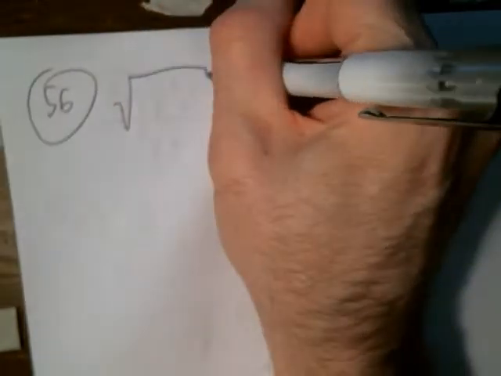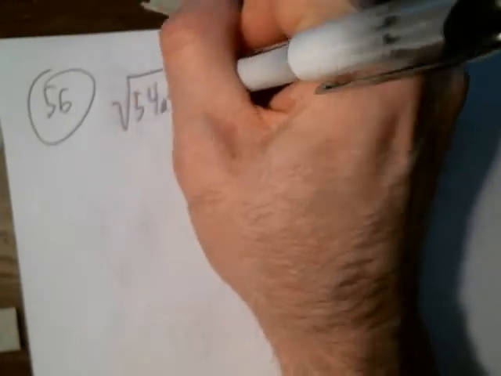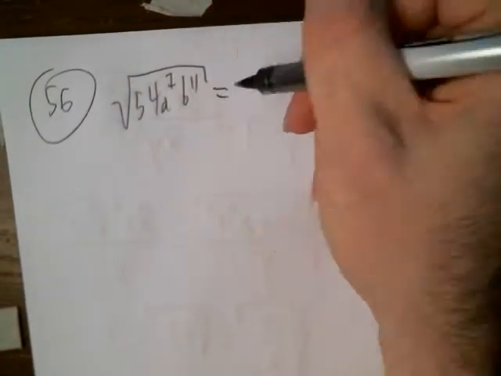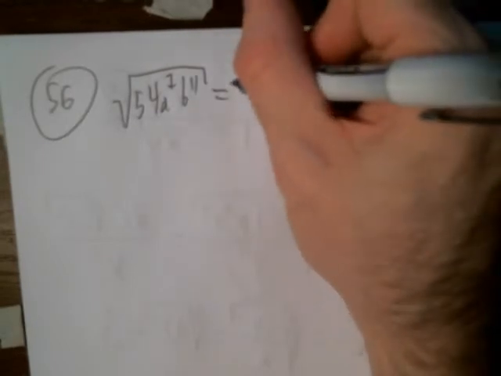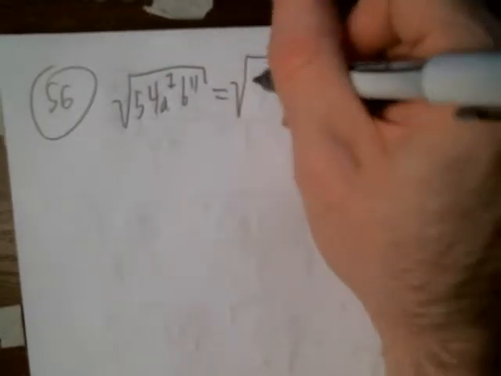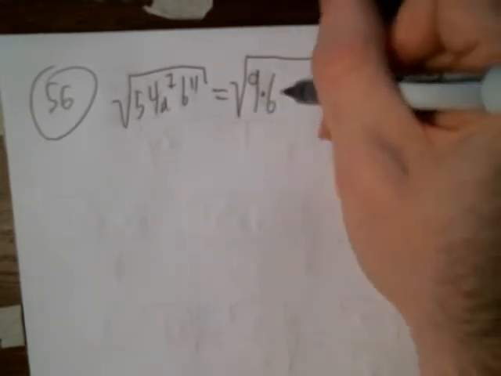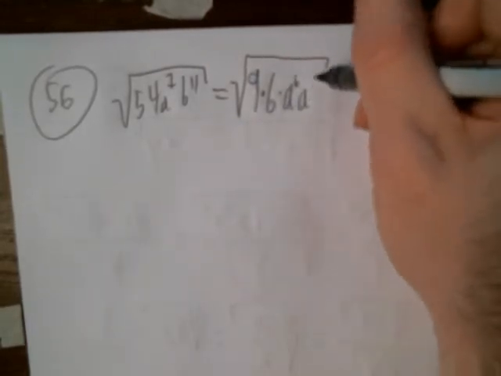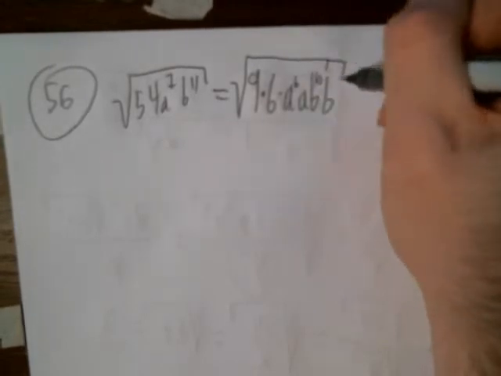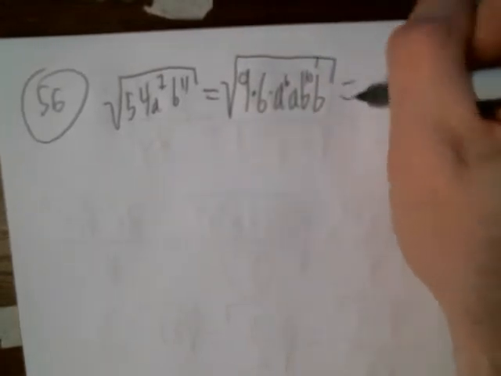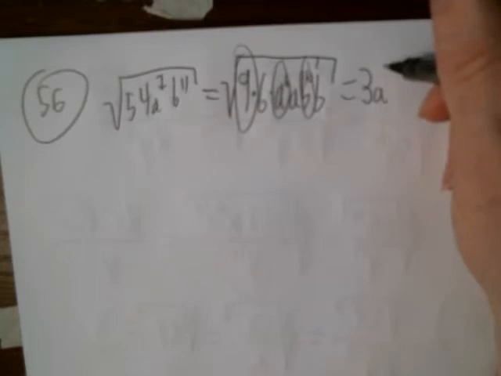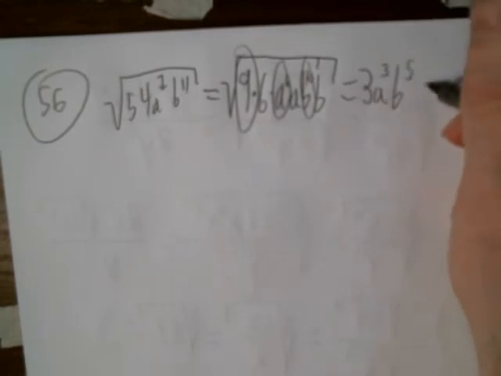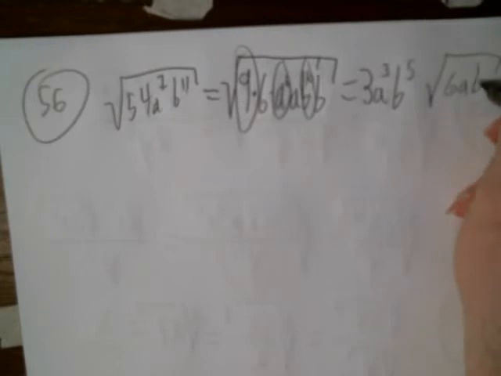2 more. There's 56. I have the square root of 54a to the 7th b to the 11th. So this will be the square root of, there's a 9 in there, right? So 9 times 6 times a to the 6, a to the 1, times b to the 10th, b to the 1. Sorry, I had to smush that in there. So these guys are the perfect squares. I have 3a cubed b to the 5th times the square root of 6ab.